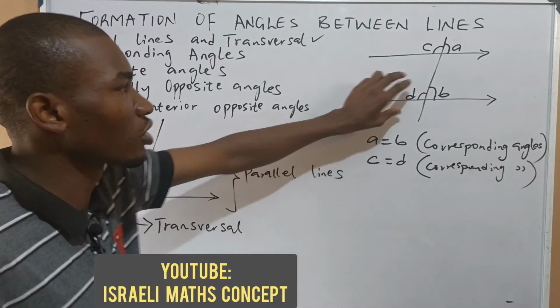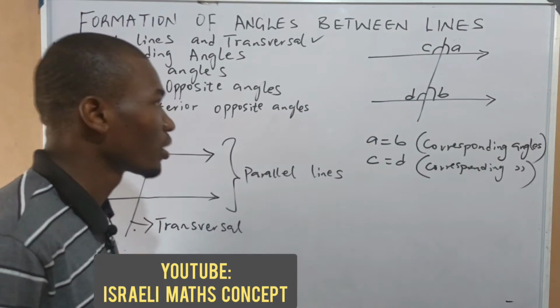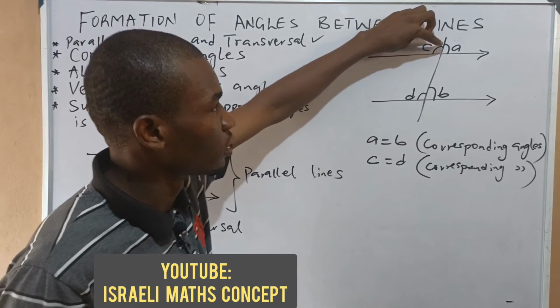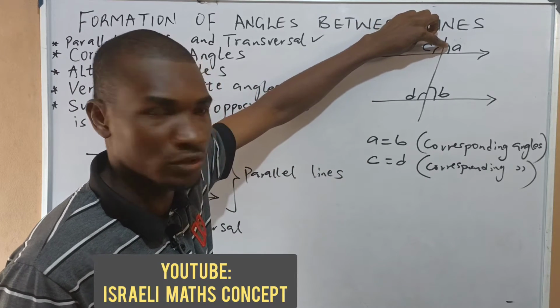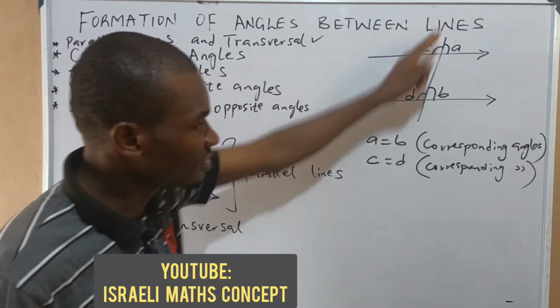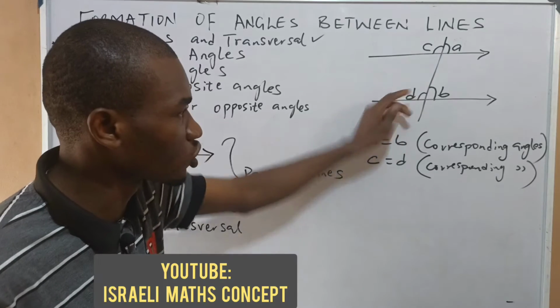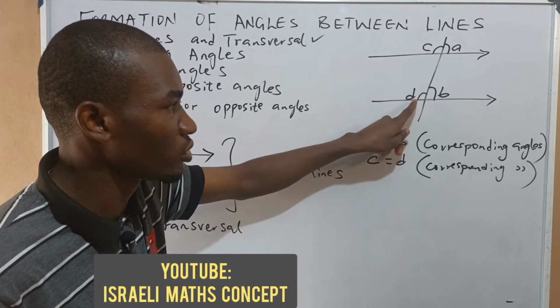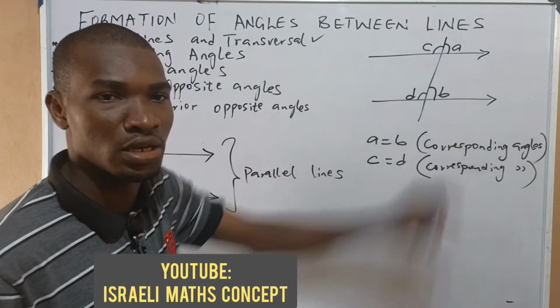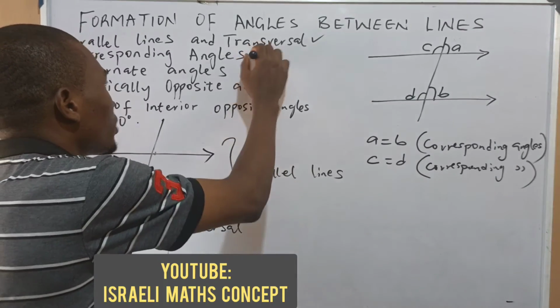All right, having known the concept of corresponding angles, and having understood that a corresponding angle touches the transversal and the given parallel line, and in the same route and the same direction, it also touches the transversal and the other parallel line. The same thing is applicable to A and B. We are through with this.